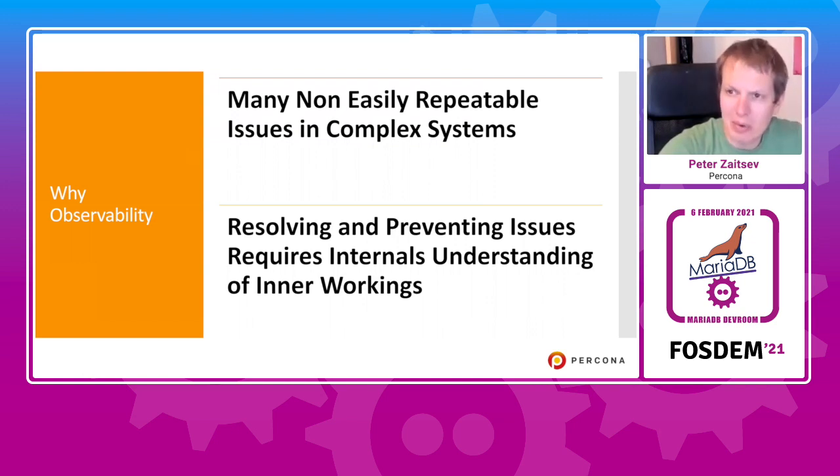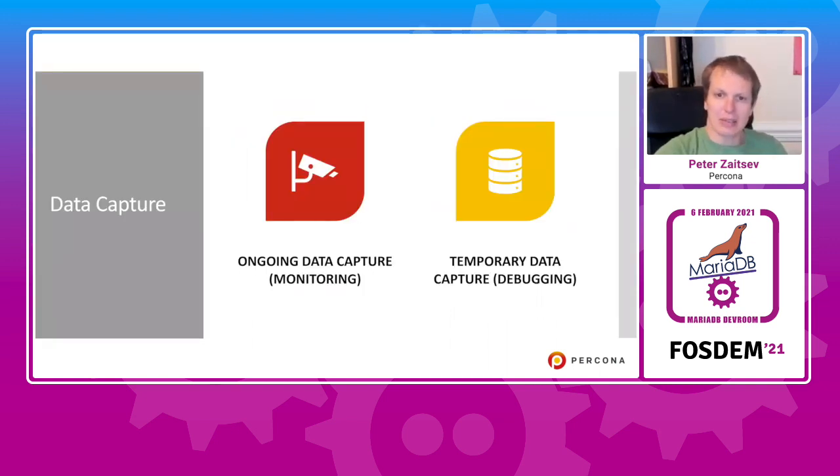Well, if you look at modern systems, we are really dealing with a lot of complexity. And often we have many non-easily repeatable problems with performance and otherwise. That means we cannot just repeat the problem in a development system with a lot of debugging enabled. We really need production observability so we understand what went wrong, why, and how we can prevent that.